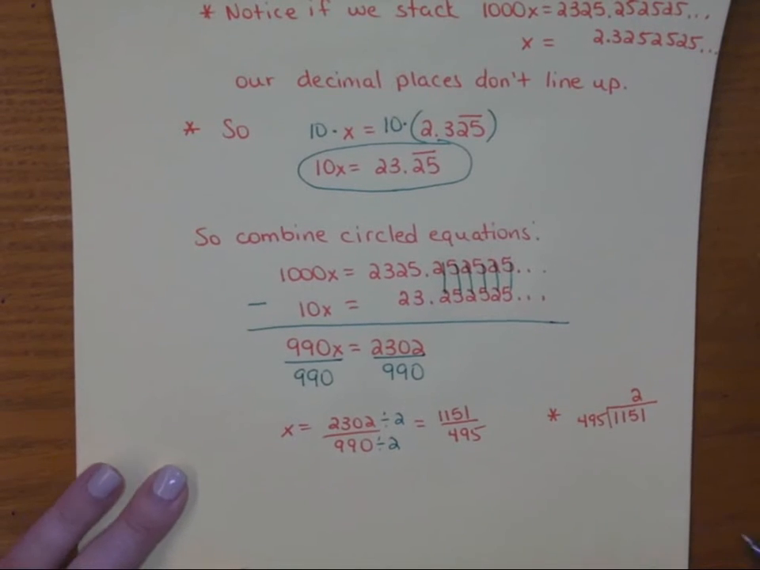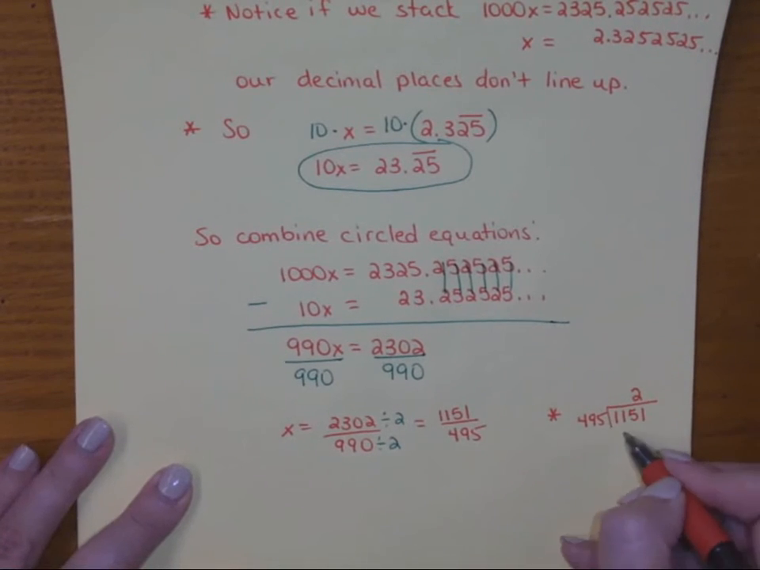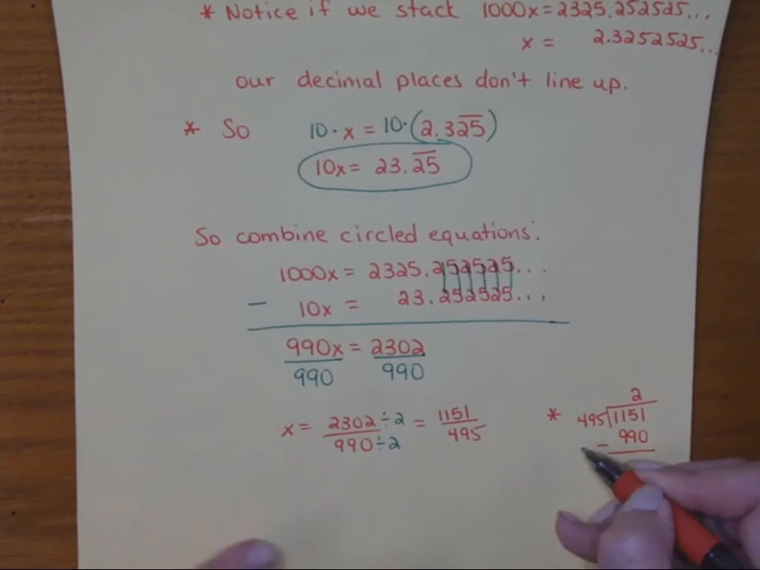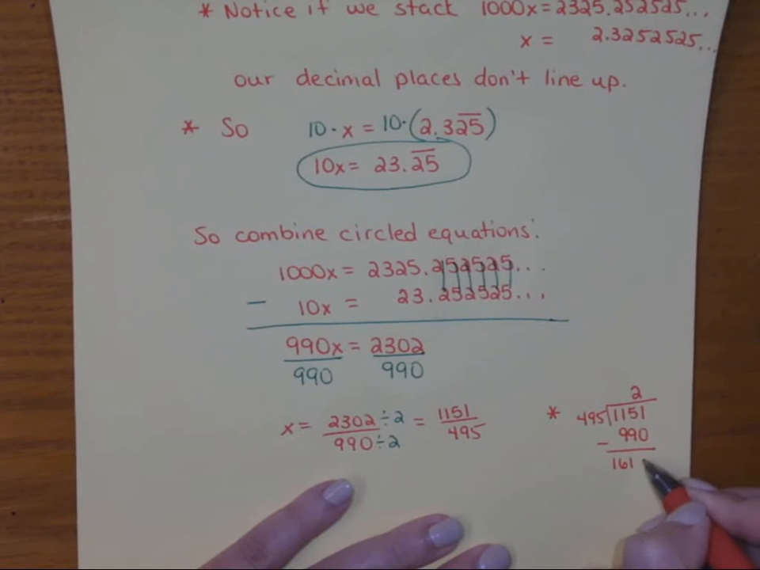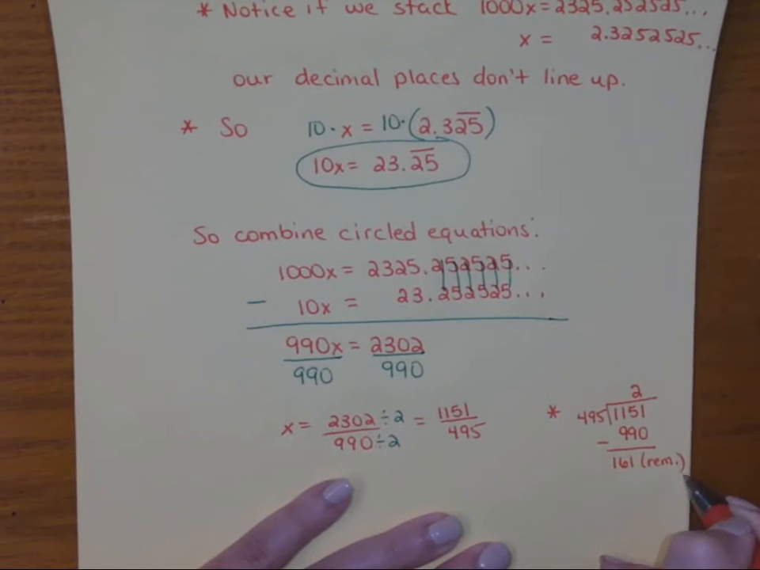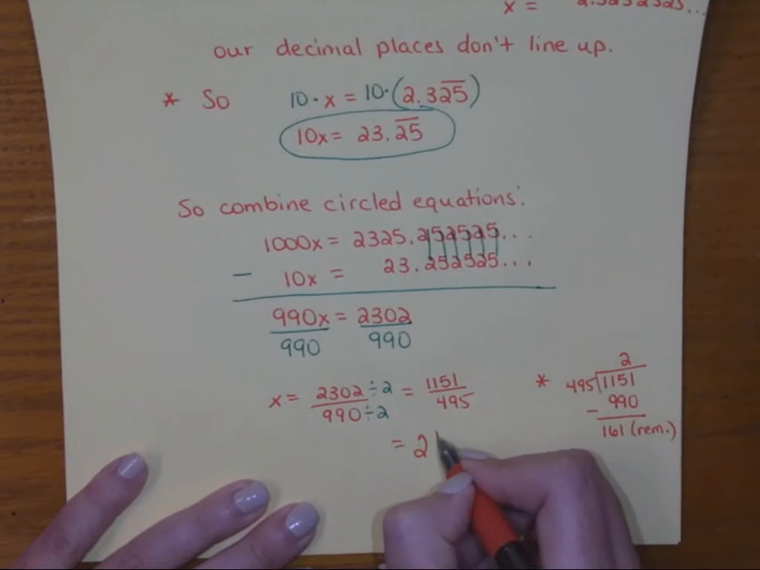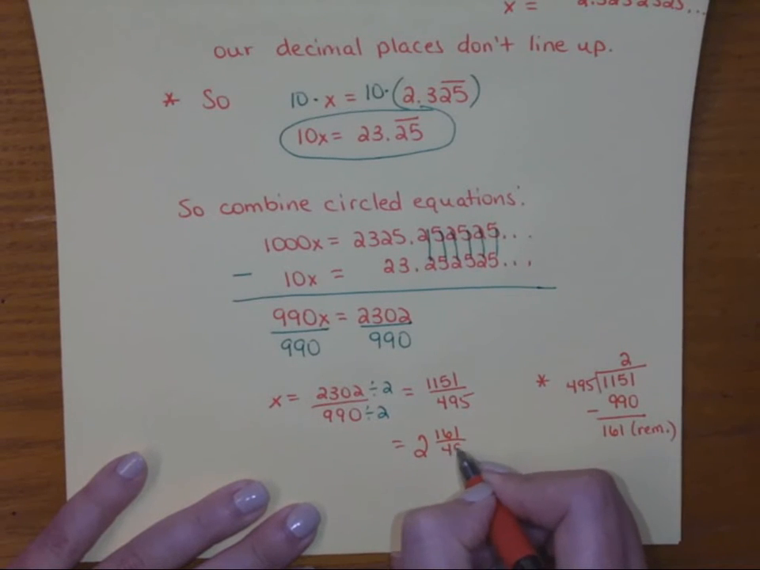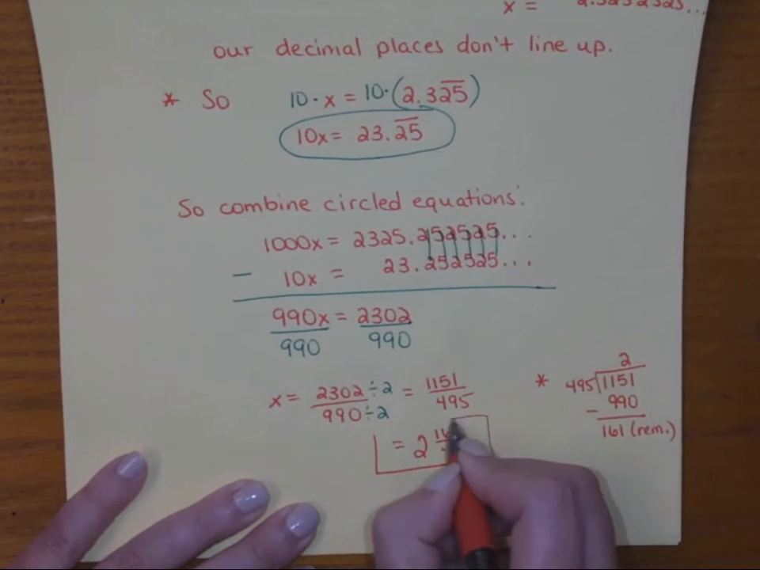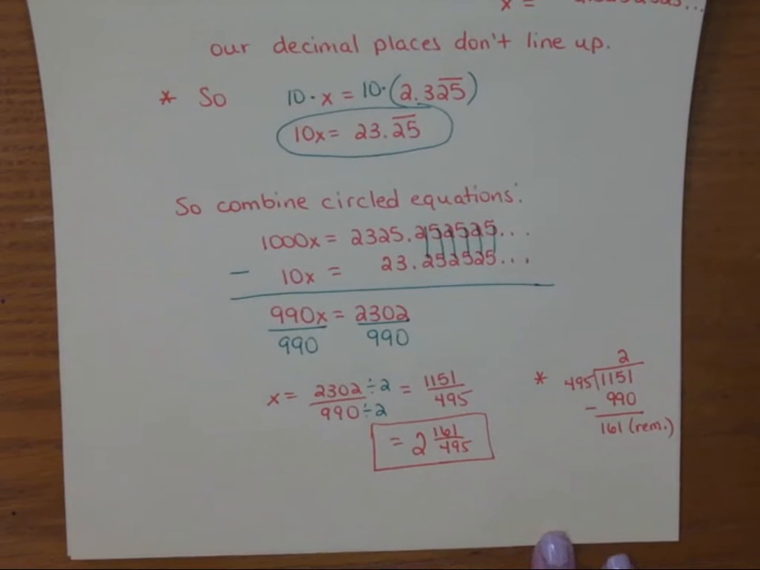It's going to be 2. So then 2 times 495 is 990. Notice we get a pretty large remainder. So this is my remainder. So in the end, it's going to be a whole number 2, and then your remainder over your original denominator. So that one's a little tricky. I feel like with some practice you can definitely do it.